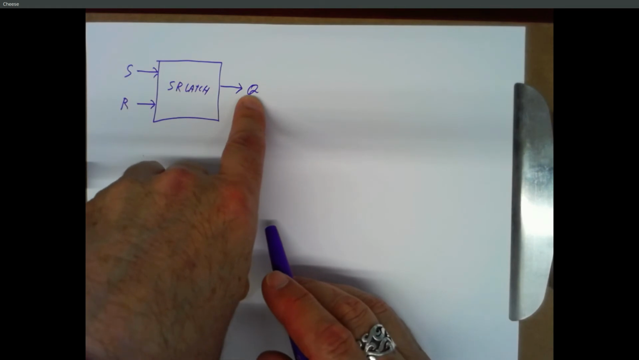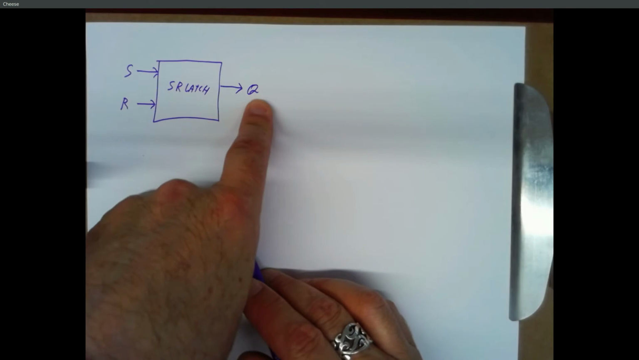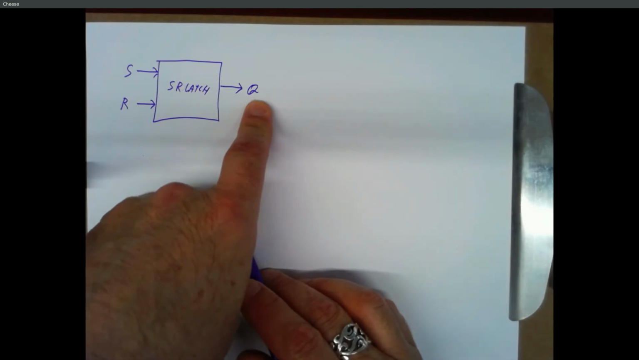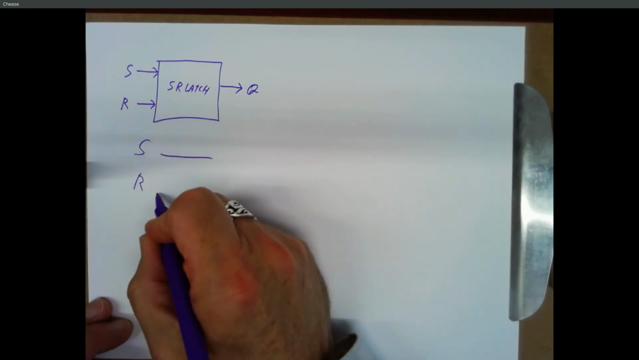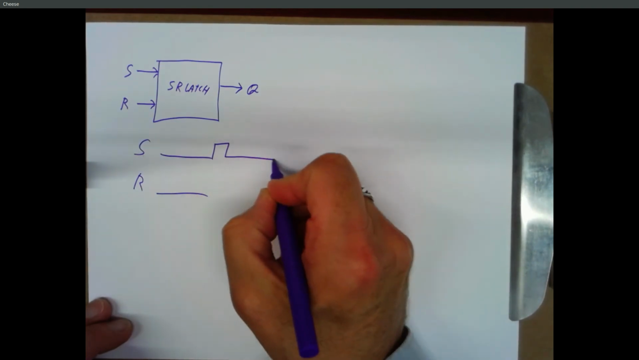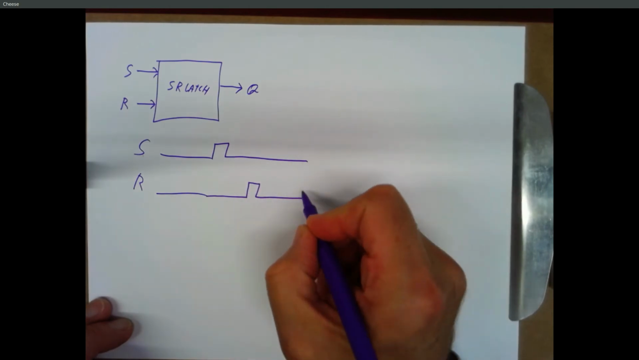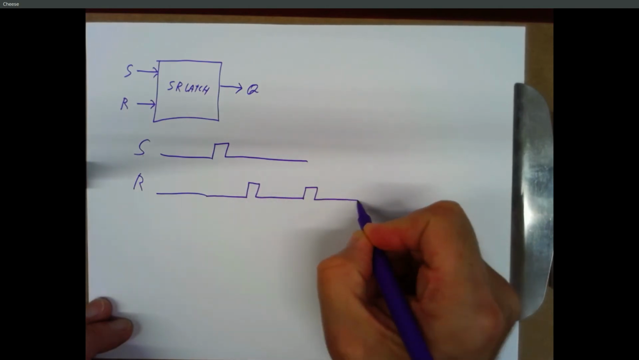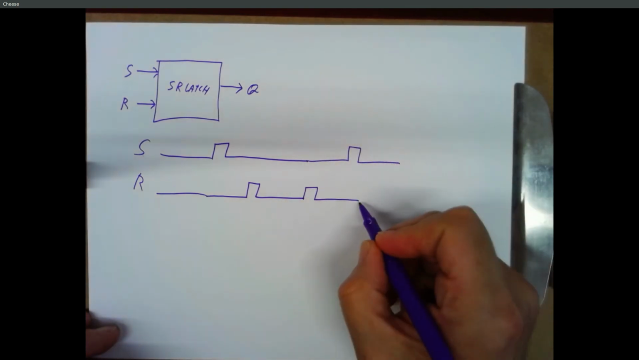It turns into a 1. If you raise R to a 1, the output gets reset. It goes back to a 0. And the idea is S and R are normally both low. And you can bump one of them up, and the latch sets. You can bump up the other one, and it resets. And if it's already reset and I bump this, it doesn't do anything. And if I bump set again, then it sets.